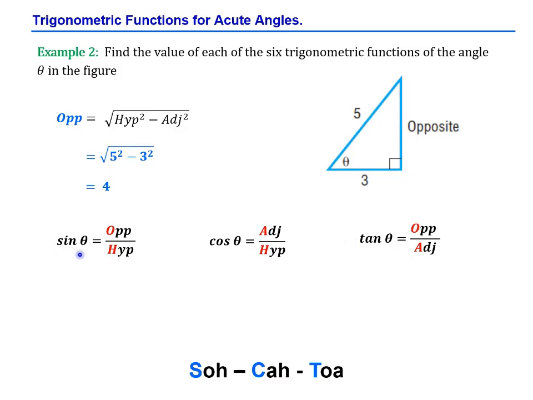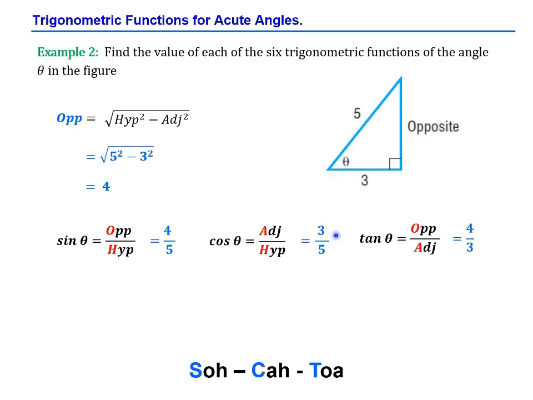Using SOHCAHTOA: sine theta is opposite over hypotenuse. For cosine theta, adjacent over hypotenuse. For tangent theta, it's opposite over adjacent. So sine theta, the opposite side is 4 over the hypotenuse, which is 5. So that will be 4 over 5. Then cosine theta, the adjacent side over the hypotenuse, will give us 3 over 5. Then tangent theta, opposite over adjacent, will give us 4 over 3.